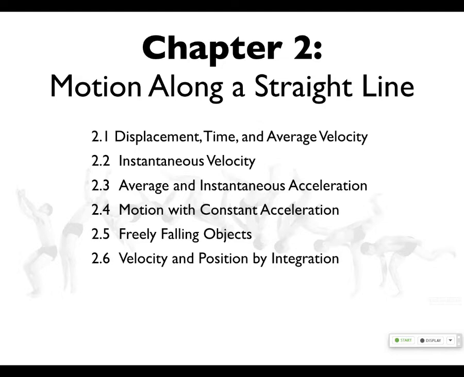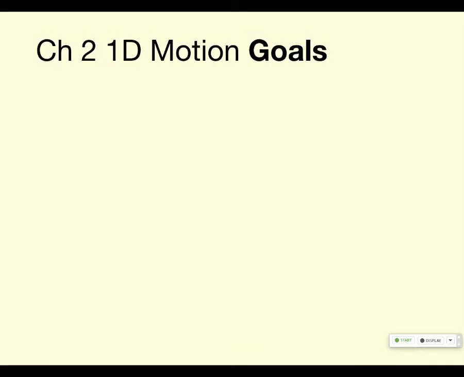So we're going to start with what we're going over in this chapter. We'll start by basically throwing out a lot of definitions. We'll talk about displacement, time, average velocity, then instantaneous velocity, and average and instantaneous acceleration. We'll talk about some special cases like motion with constant acceleration. Then we'll talk about a special case of constant acceleration, which is free fall, g. And then we'll talk about integrals. Don't freak out.